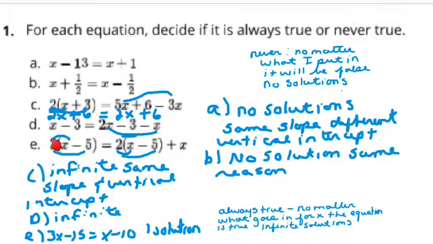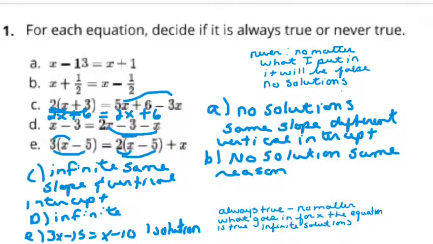And then on D, this side is x minus 3. And then this side, you have to combine the like terms first. So the -x added with the 2x is going to give you an x. And so this side is x minus 3 as well. And x minus 3 and x minus 3, that's the same line again. They're going to lie on top of each other. There's going to be infinite solutions, which means it's always true.